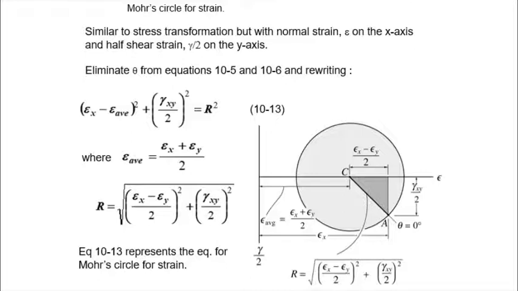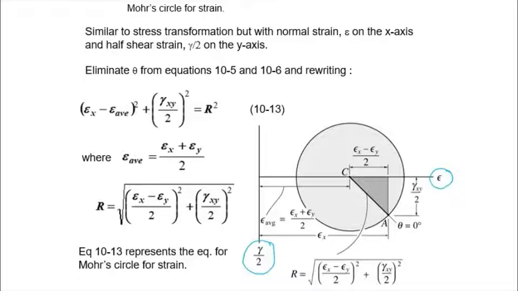On the x-axis, we have normal strain, similar to stress, where we have normal stress. And on the vertical axis, or y-axis, we have the shear strain in place of shear stress. The minor difference is that the shear strain is half, or divided by 2. That is the only difference between the two circles for stress and strain.